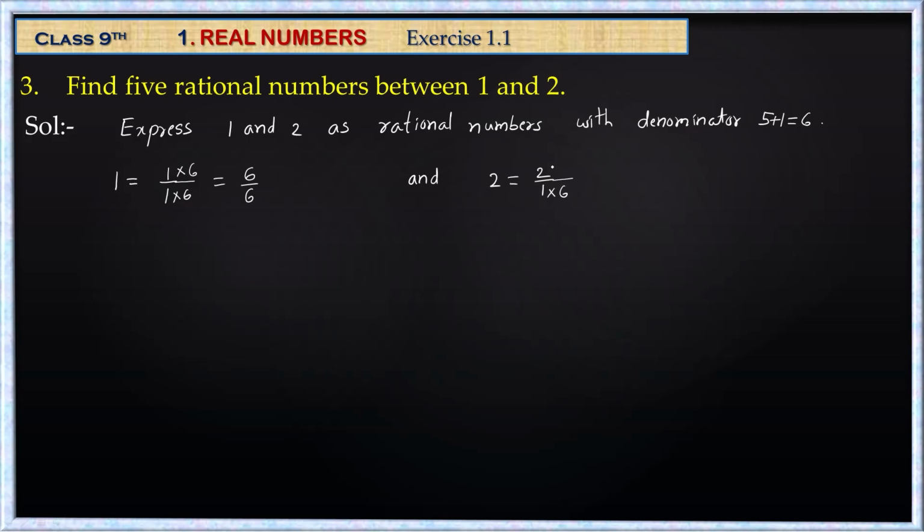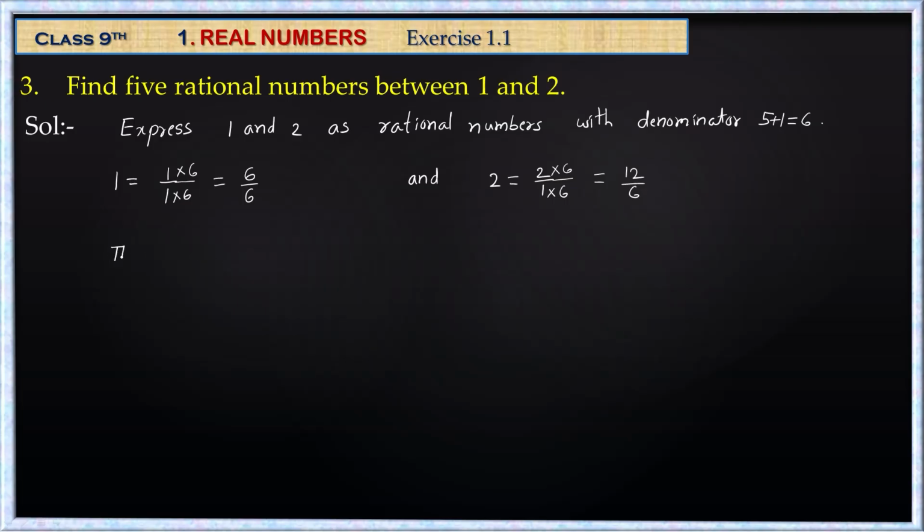And multiply the numerator also with 6, we get 12 by 6. So 1 is expressed as 6 by 6 and 2 is expressed as 12 by 6. In between these two rational numbers, we know that there are 7 by 6, 8 by 6, 9 by 6, 10 by 6, 11 by 6.